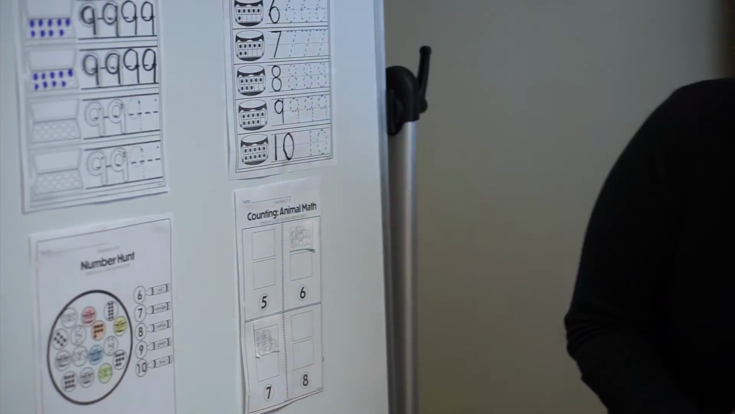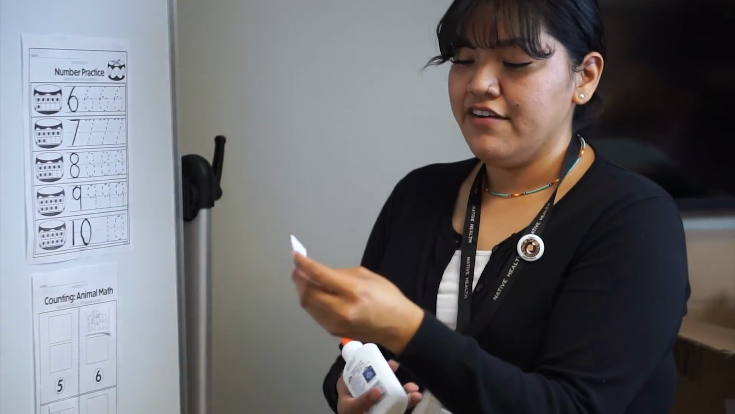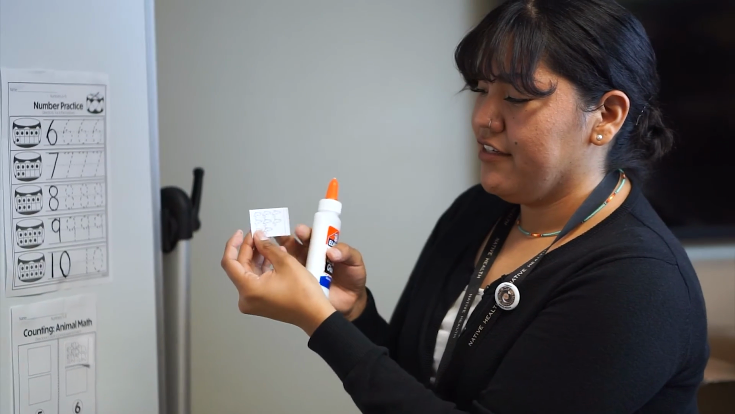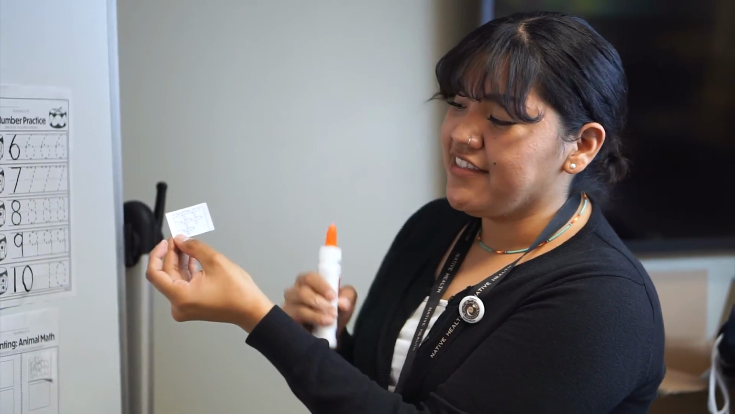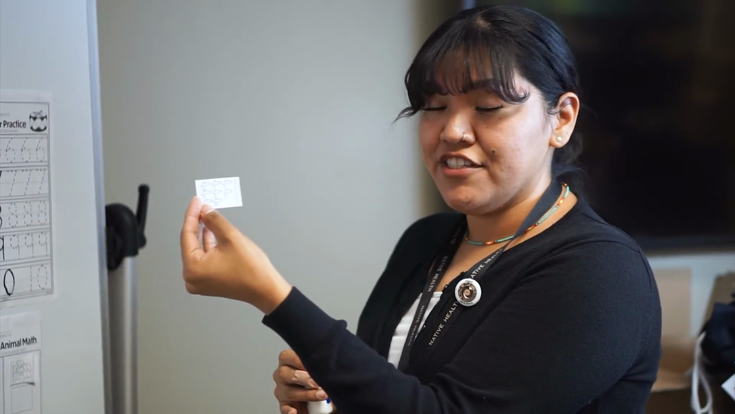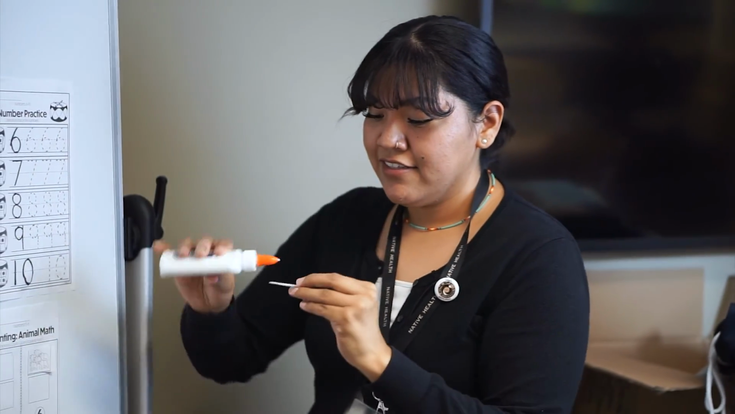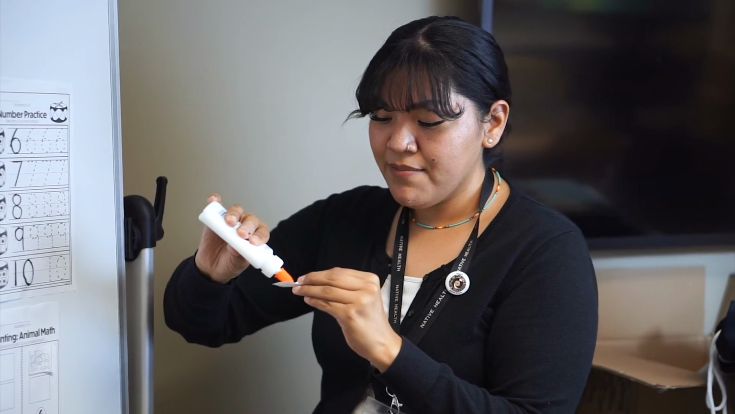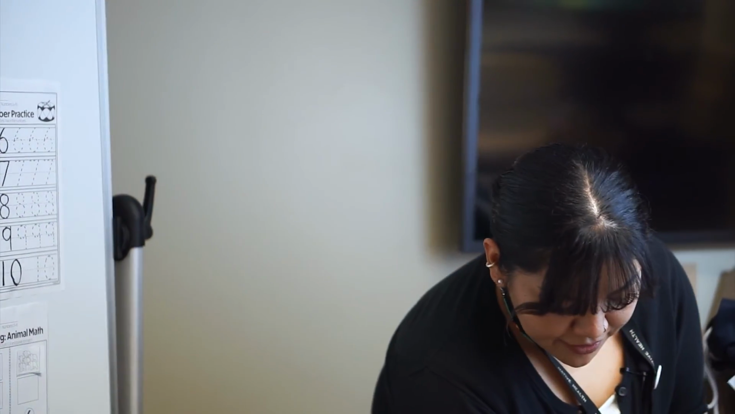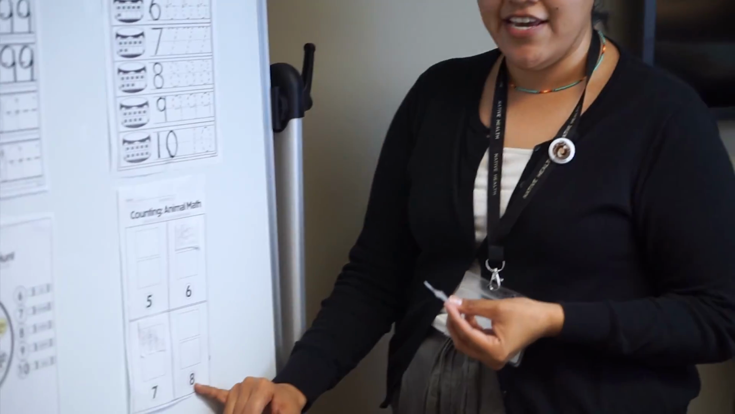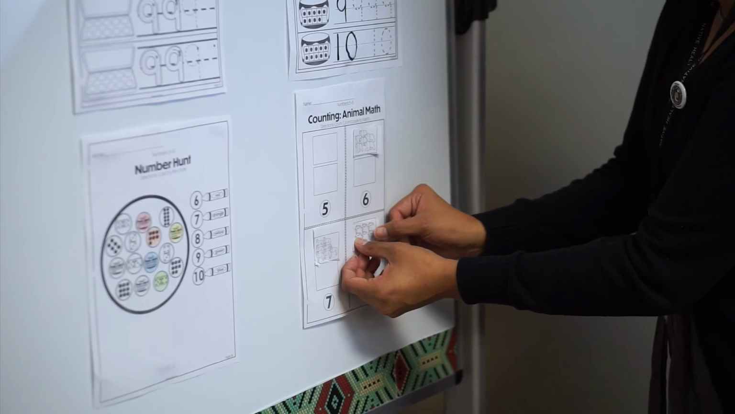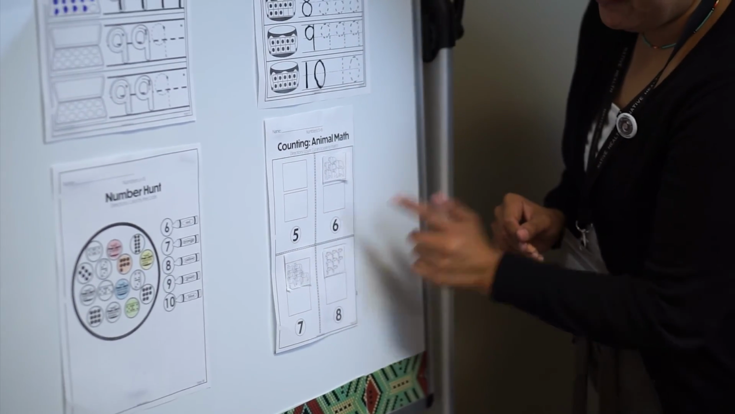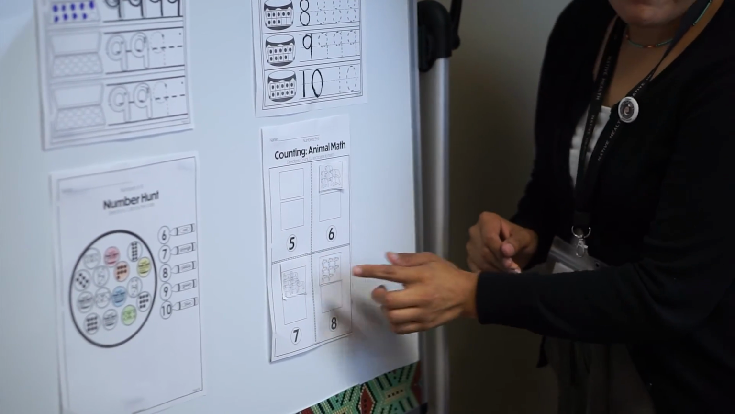And then let's do the fish. All right, let's count the fish. So there's 1, 2, 3, 4, 5, 6, 7, 8. There's 8 fish. So I'm going to put some glue in the back of this, and then I'm going to place it where it says 8. So we have 5, 6, 7, 8. All right, and we're just going to put the fish in the 8 column because there are 8 fish.